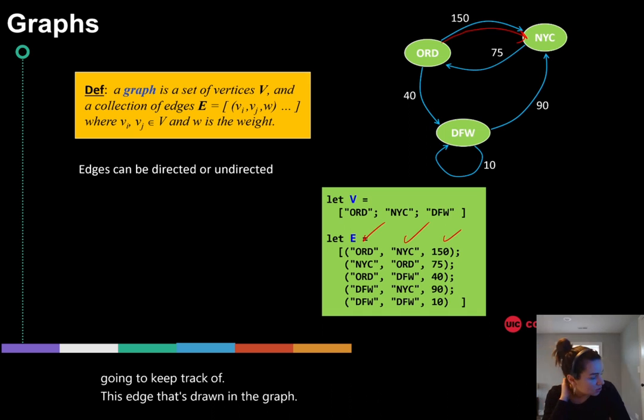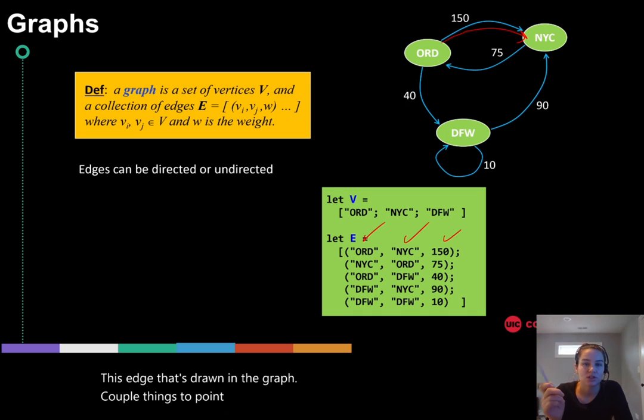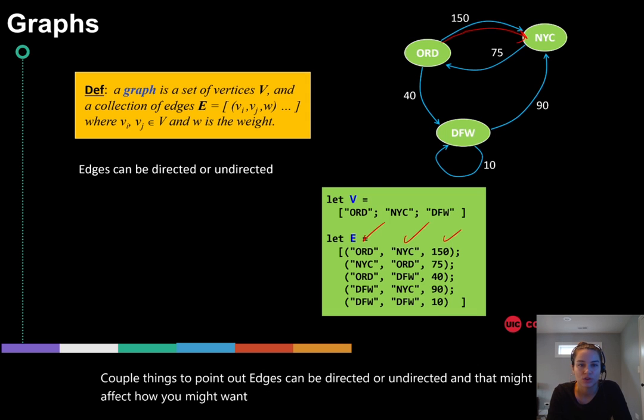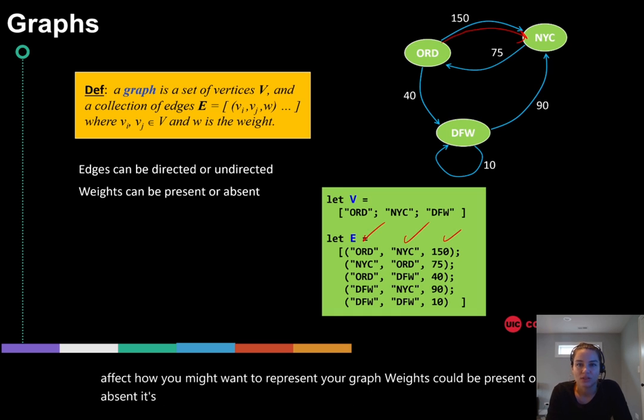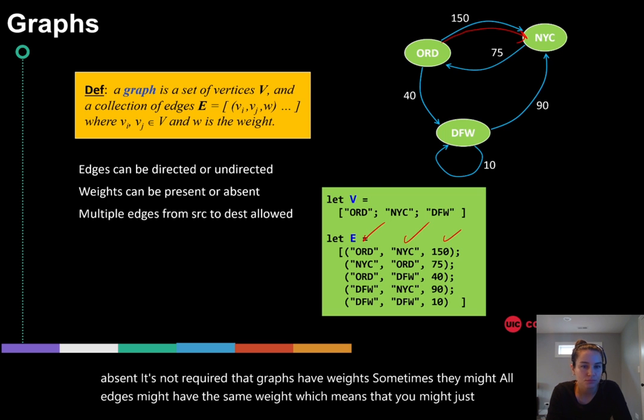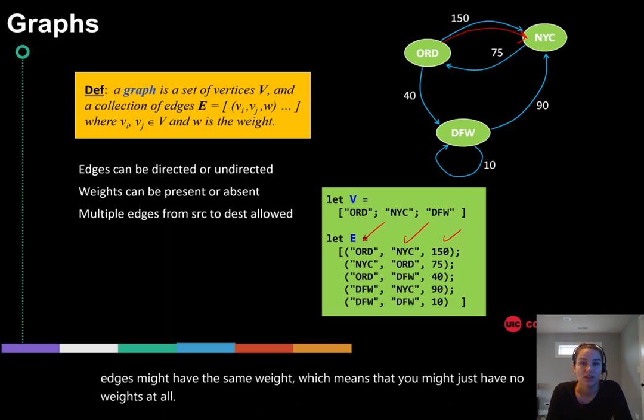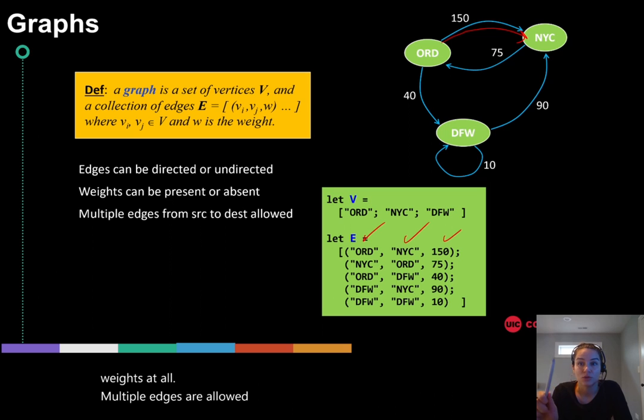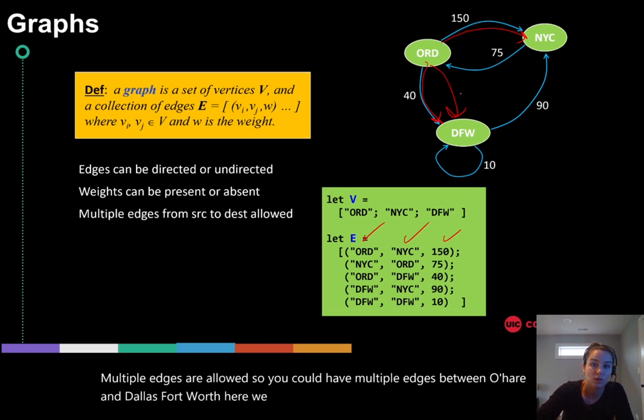A couple things to point out. Edges can be directed or undirected, and that might affect how you want to represent your graph. Weights could be present or absent. It's not required that graphs have weights. Sometimes all edges might have the same weight, which means that you might just have no weights at all. Multiple edges are allowed, so you could have multiple edges between O'Hare and Dallas-Fort Worth. Here we have one, but you could have another one that has a different weight. That would be allowed.